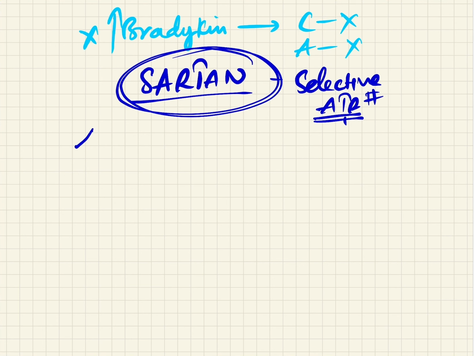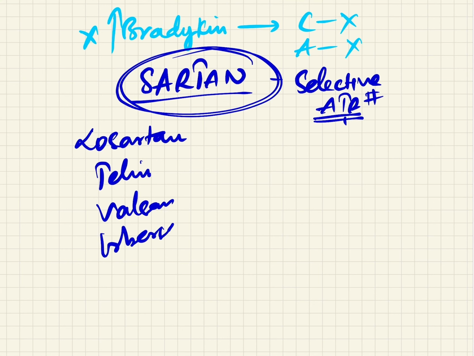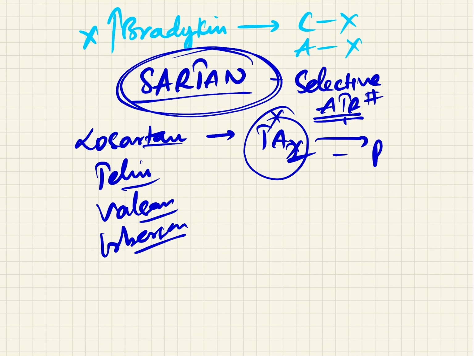The sartans include losartan, telmisartan, valsartan, irbesartan, and many more. All those that end with sartan, we consider as ARBs, that is, selective angiotensin 1 receptor blockers. And losartan is a competitive antagonist of thromboxane A2, which inhibits platelet aggregation. This is another advantage so that we can use ARBs over ACE inhibitors.